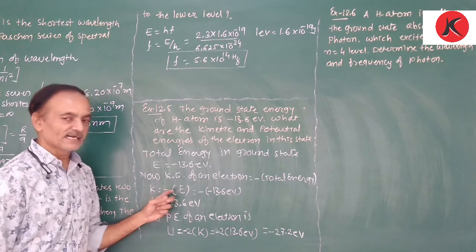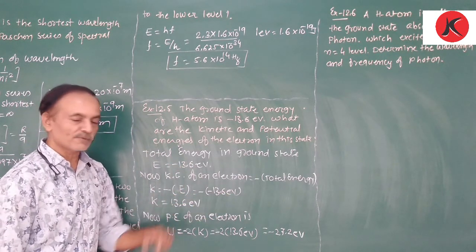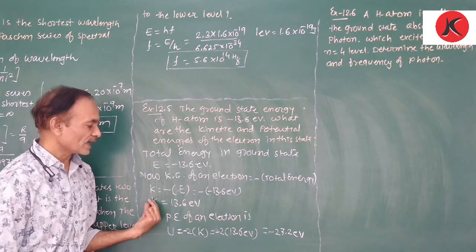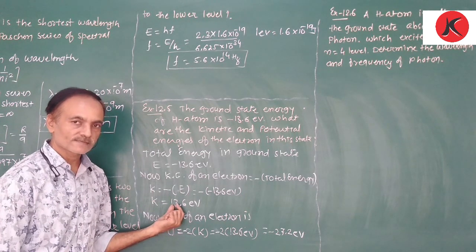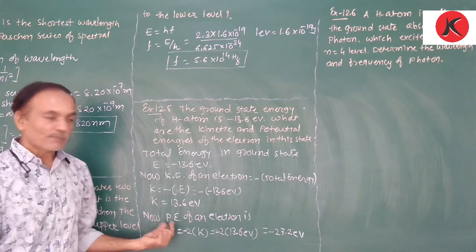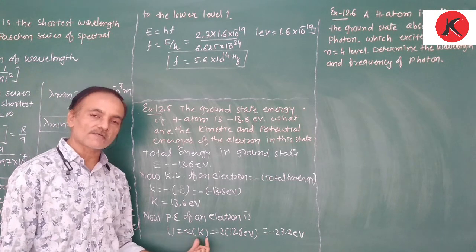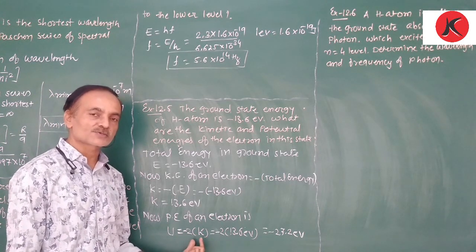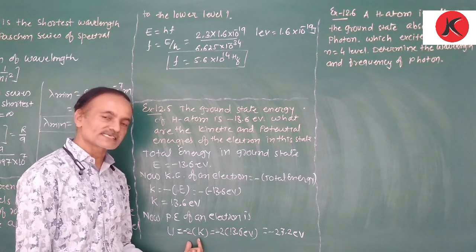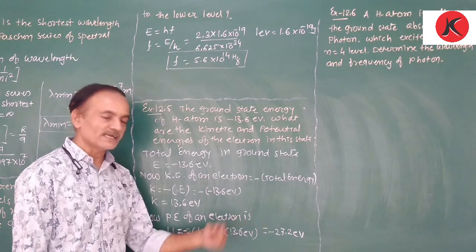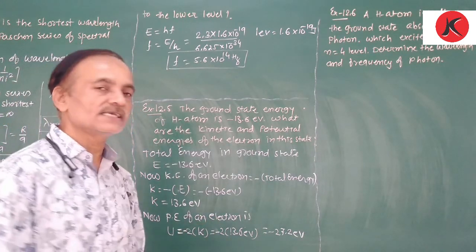Therefore, E is equal to minus 13.6 electron volt. Therefore, the kinetic energy of the electron is 13.6 electron volt, positive. Now, the potential energy of the electron is the negative of twice the kinetic energy, that is, minus 2K. Therefore, minus 2K is minus 27.2 electron volt, which is the potential energy of the electron.